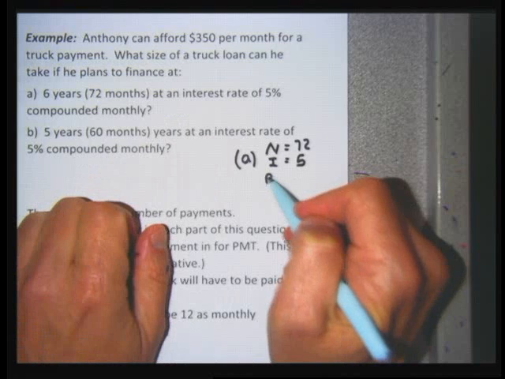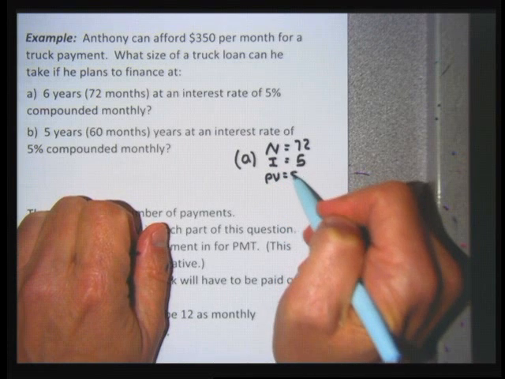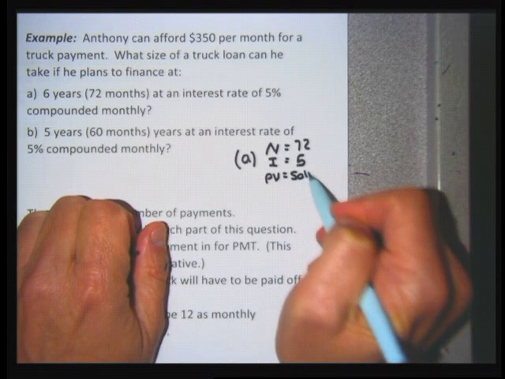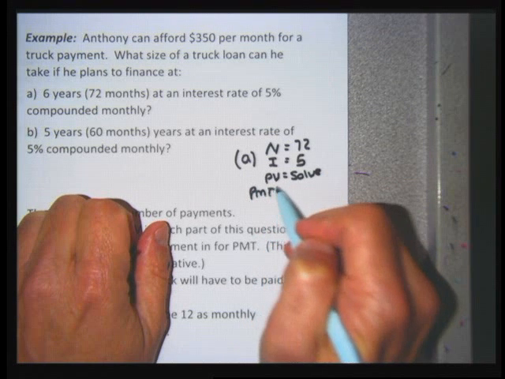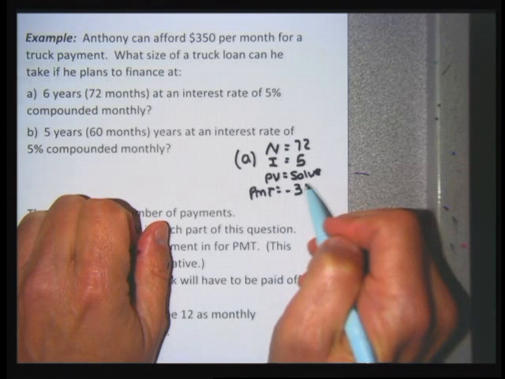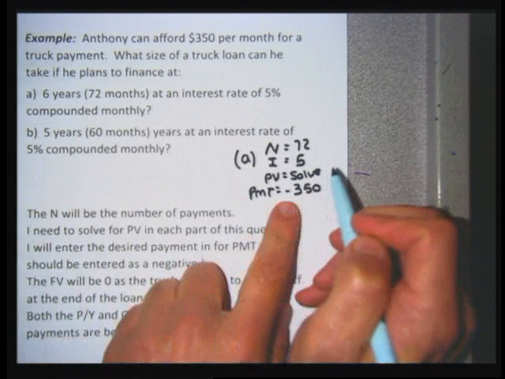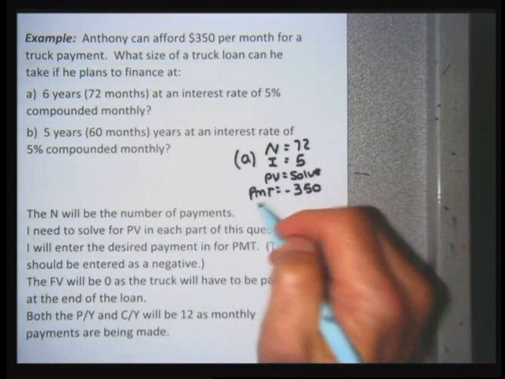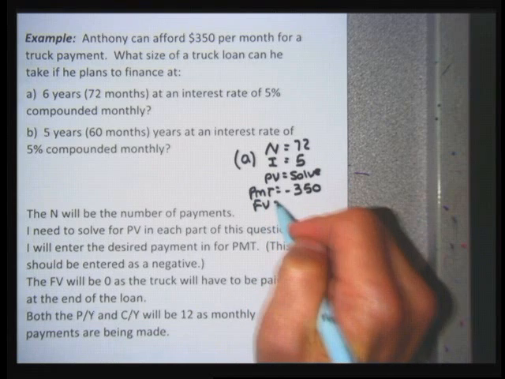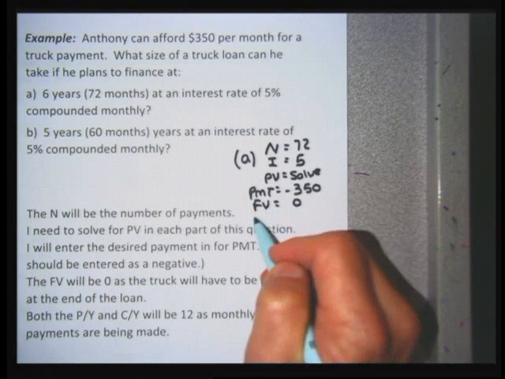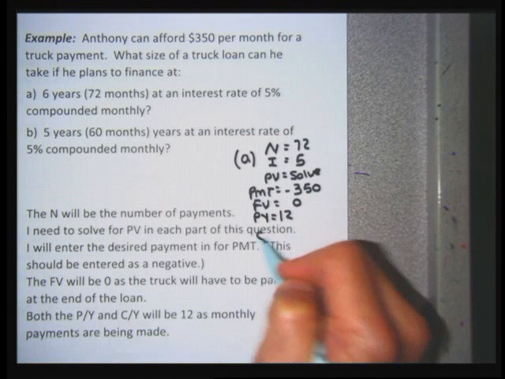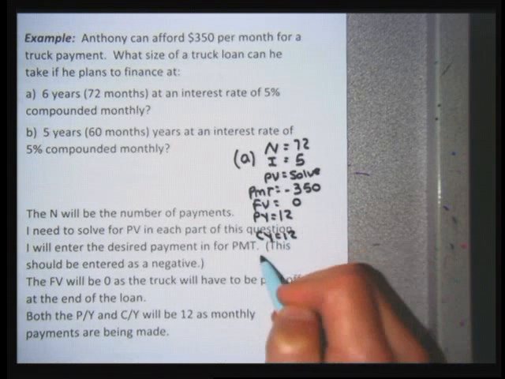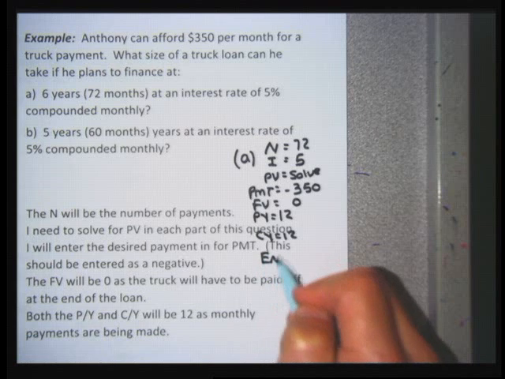The PV, this is what I'm solving for. I don't know how much of a loan he can take, but I do know how much of a payment he's willing to make. His payment he is willing to make is $350. Should put it as a negative because it's money he's spending. And for the FV, I'm still going to owe 0 at the end. For the PY, I'm still going to use 12. For the CY, I'm still going to use 12. And I'm going to leave my calculator on end.